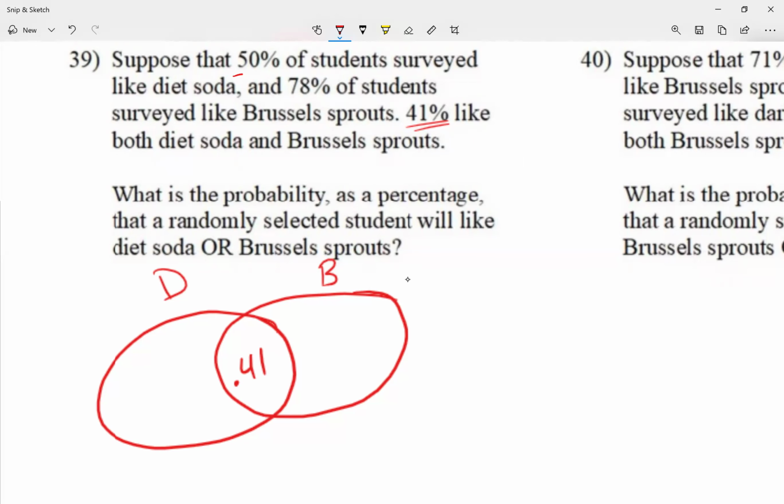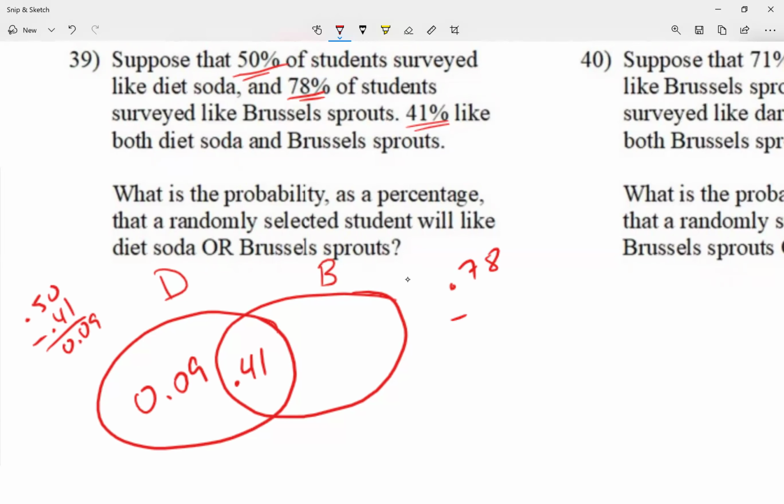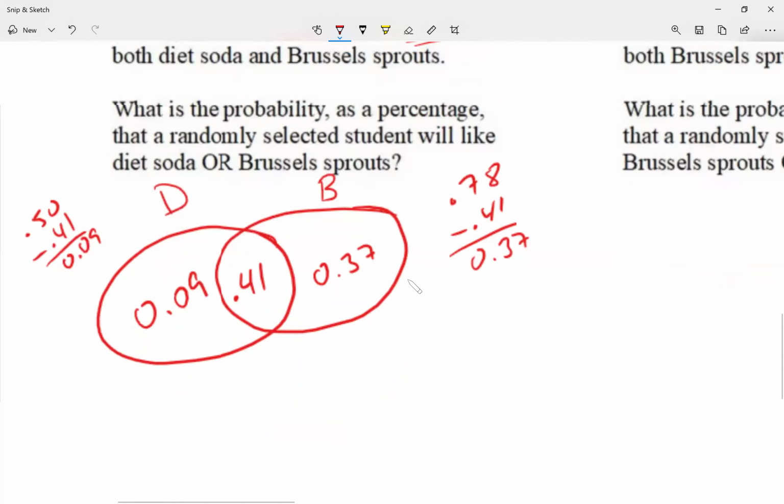Now 50% said they like diet soda, right? So 0.50 minus 0.41 gives me 0.09. So that's right here. 78% of students said they like Brussels, right? Brussels sprouts. So 0.78 minus 0.41, that gives me 0.37. I'm going to put that right here. This is 0.37. Now, what is the probability as a percentage?